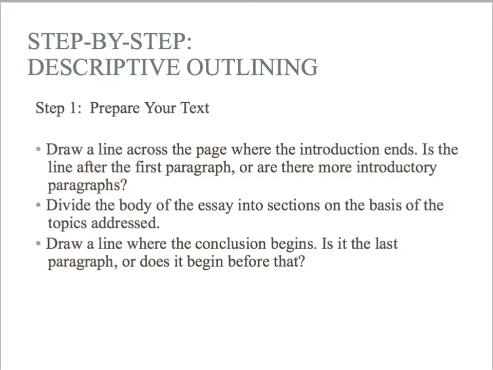That is pretty much a stylistic choice. But divide the body of the essay or the text into sections on the basis of the topics that are addressed. So when you see that the text has changed subject or supporting point, you should draw a line between the supporting points. And then you will draw an additional line where the conclusion begins, so that the last set of paragraphs are the concluding paragraphs. And again, you have to decide if it's the last paragraph or if the conclusion begins before that final paragraph.